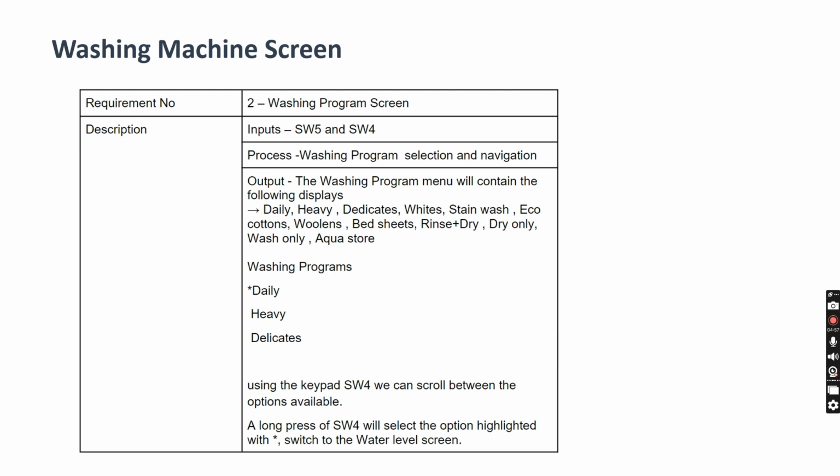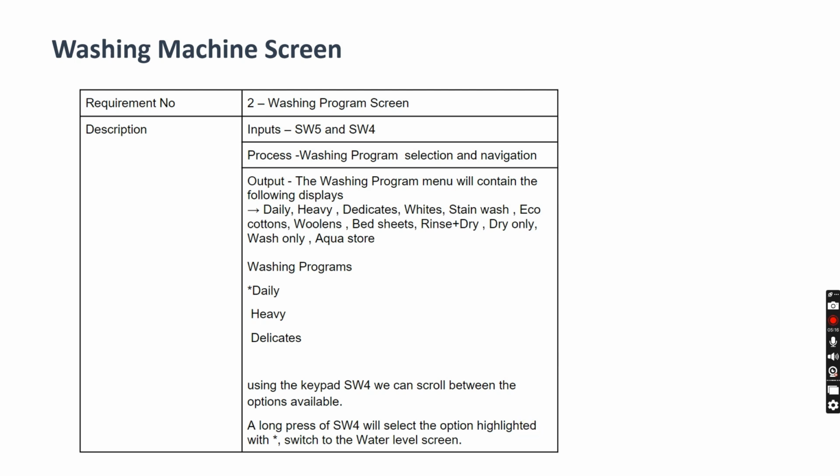The next one is the washing machine screen. This screen is the main screen of the machine, where we begin selecting the function. It waits for the user input and responds accordingly. Here switch 4 is used to navigate the programs. There are 12 wash programs used in this.